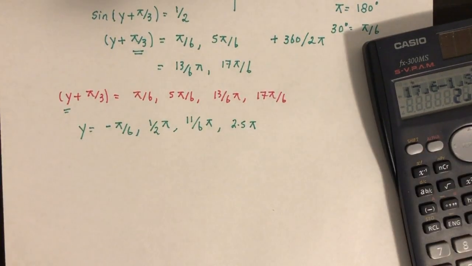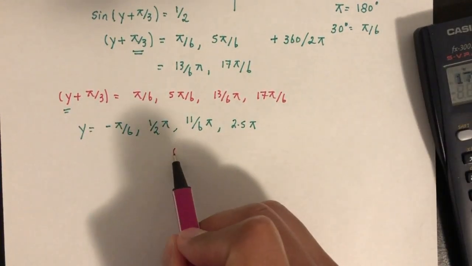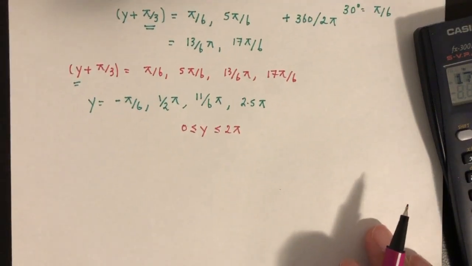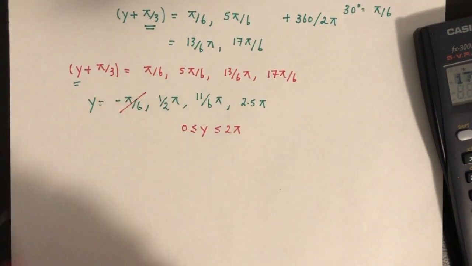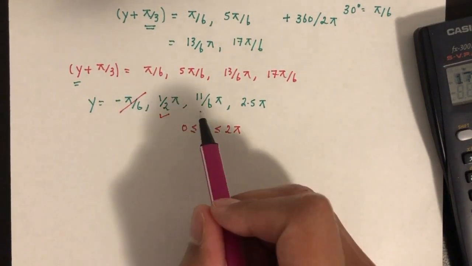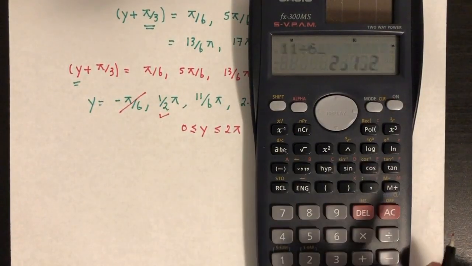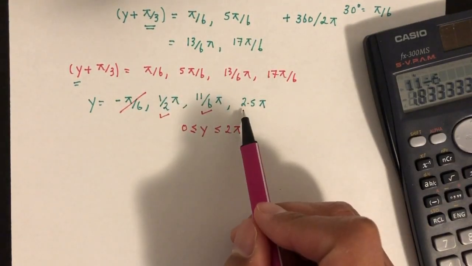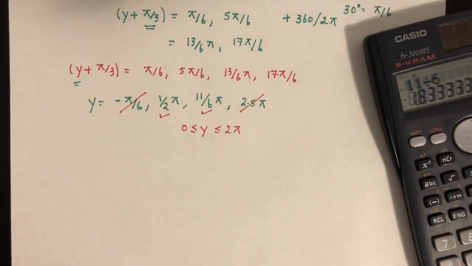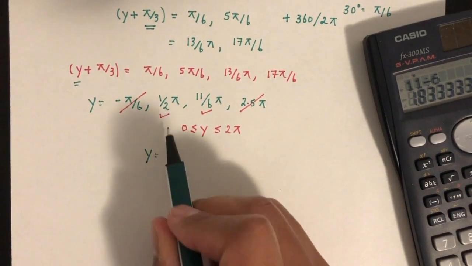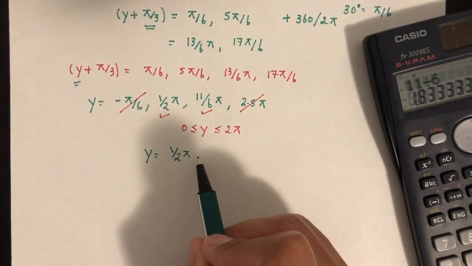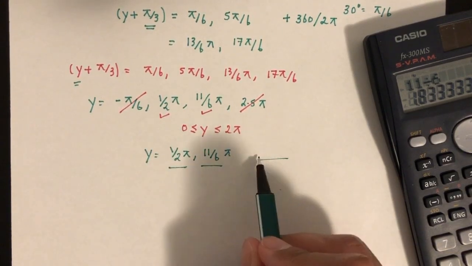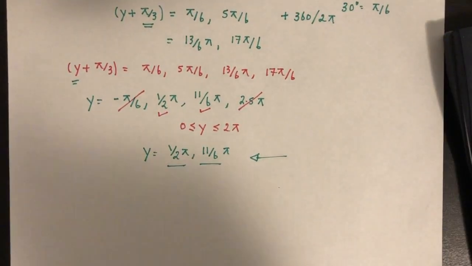Okay, so now the last step is to verify, because we know that y is in between 0 and 2 pi. So this one is negative, so it will be outside the range. So this one is okay. And this one, let's see, 11 divided by 6 pi will be 1.8 pi. It is inside 2 pi, so that is good. This one is outside, so crossed out. So finally, your value of y will be 1 over 2 pi plus 11 over 6 pi. So you have these two values for y. And that will be question number 10.